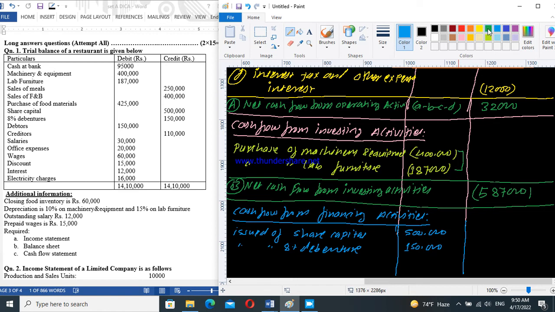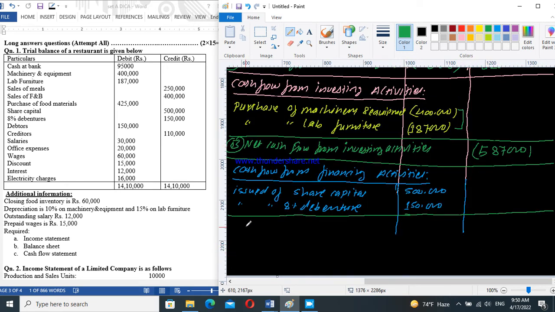Net cash flow from financing activities. You can write over here A minus B plus C. Okay. This one, the value is 6,50,000. Net change in cash and cash equivalent.